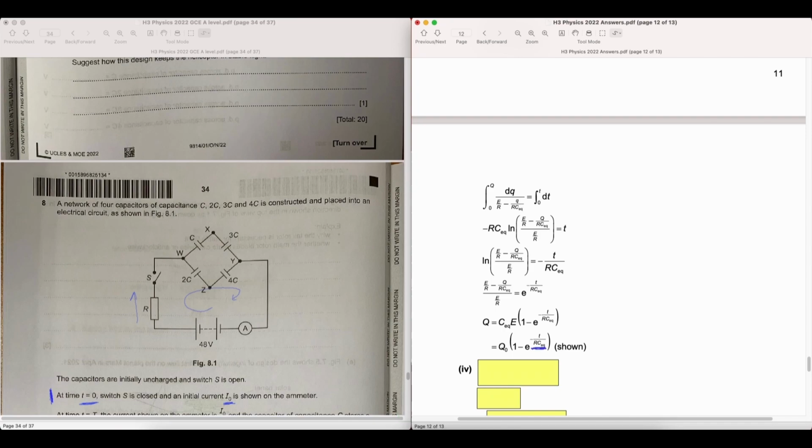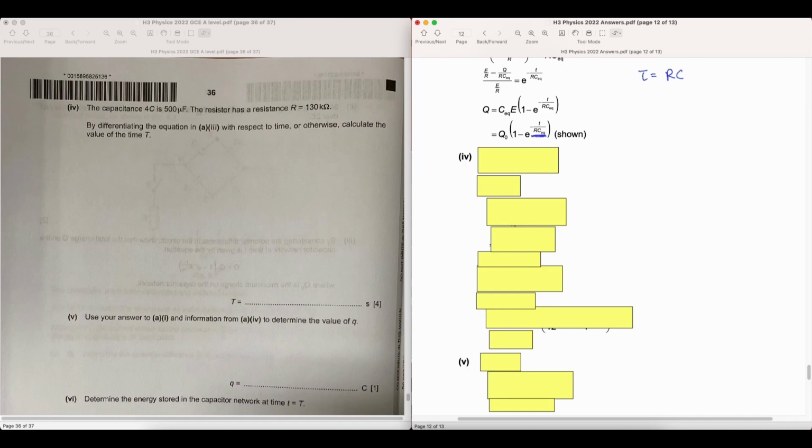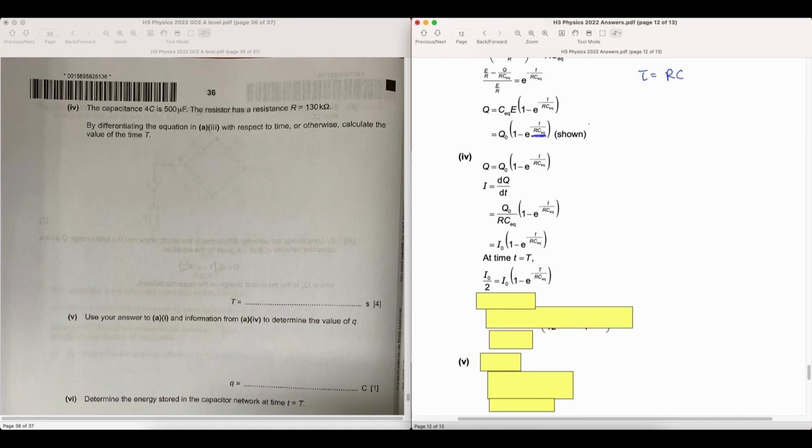RC is often packaged as something known as the RC time constant. You often see this expression. Now part 4, we are given the values of the capacitor and the resistor, and we need to solve for the time T. From the above expression, we have charge in terms of time, and we can differentiate that to give us current in terms of time. Now at time t equals big T, we know that the current at that point in time is I0 over 2, and on the right hand side we substitute small t for big T. Now I0 can be cancelled out, and by taking the logarithm, we obtain that T is the RC time constant times ln 2. Substituting in the values correctly will give us this expression.